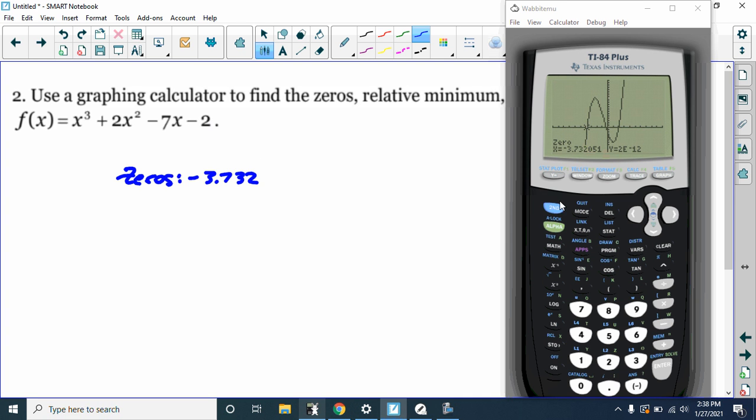And then do those same steps, but give it different bounds. So second trace, number 2 for 0. If I'm looking for the one in the middle here, -2 is to the left, and +1 is to the right. So -2 for my left bound, +1 for my right bound. Guess I don't need to worry about. The second 0 is -0.268.